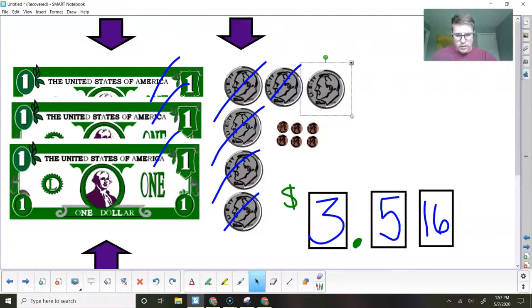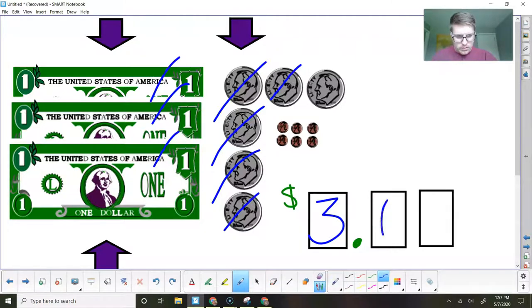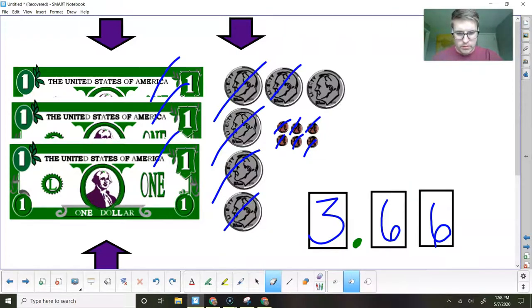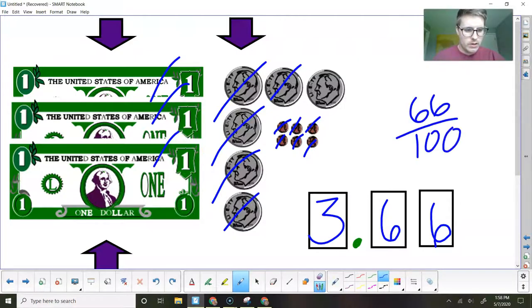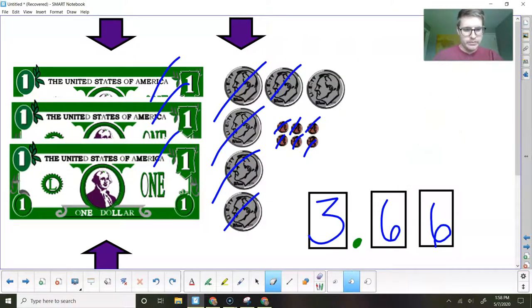So now, instead of having 5, I have 6 dimes. So 6/10. And then let's count my ones. 1, 2, 3, 4, 5, 6. So now I've fixed it. I've got $3.66. If I were to get rid of my decimal or my money sign, I could say 3.66. Or I could say, in word form, 3 and 66 hundredths. That's what this is worth. It's worth 66 hundredths of a dollar, or 66 cents. All right, great job.